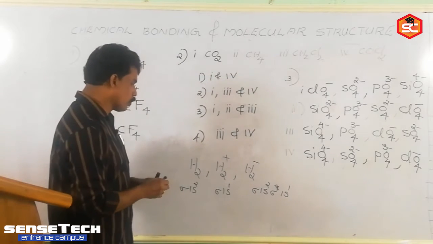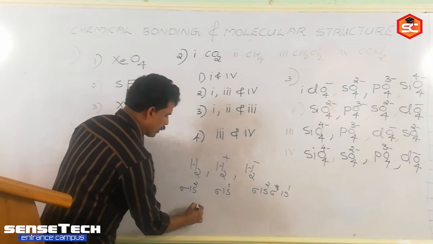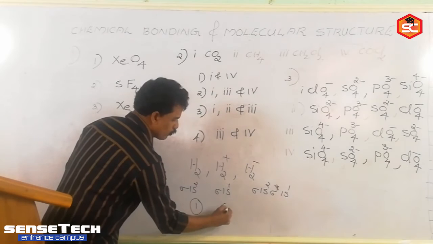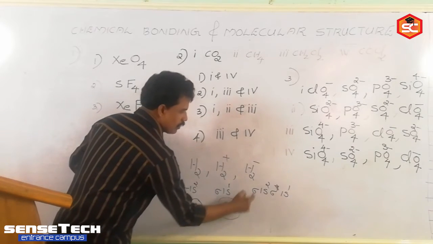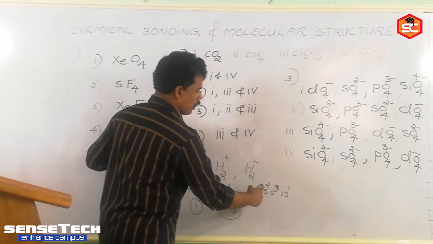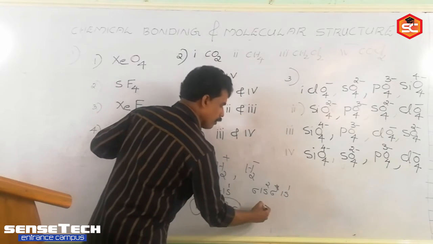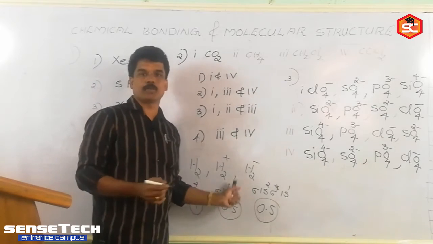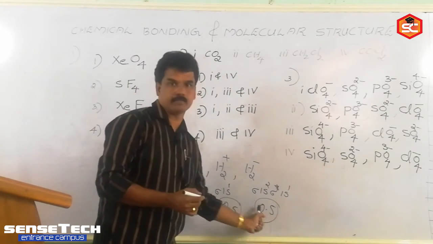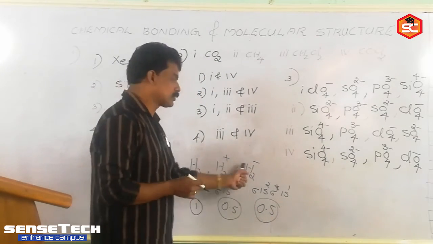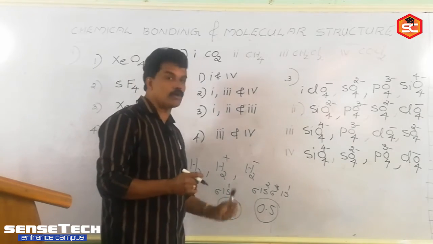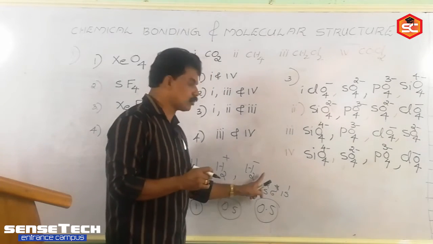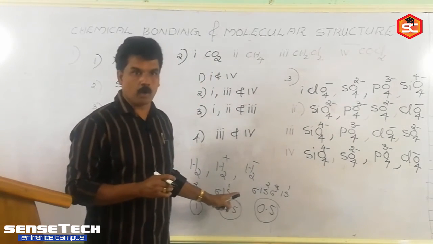So what will be the bond order of He2 plus? Bond order 1 by 2, 0.5. He2 minus bond order is (2 minus 1) by 2, 1 by 2, again 0.5. You can see He2 plus and He2 minus have the same bond order. So which is more stable? On the basis of bond order we can predict both have the same stability, but actually both do not have the same stability. How can we identify that?